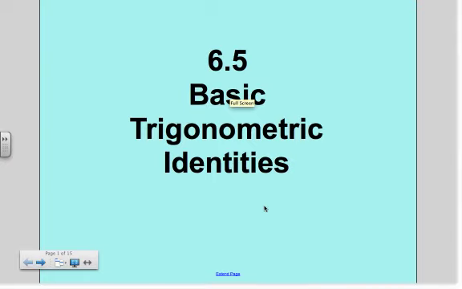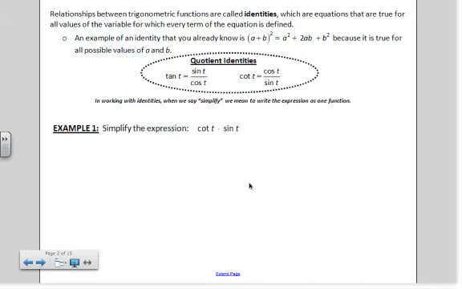Alright guys, here we're going to talk about trigonometric identities. And the bell has rung, so class begins. These are going to be formulas you have to memorize. They're called identities because they're always true.